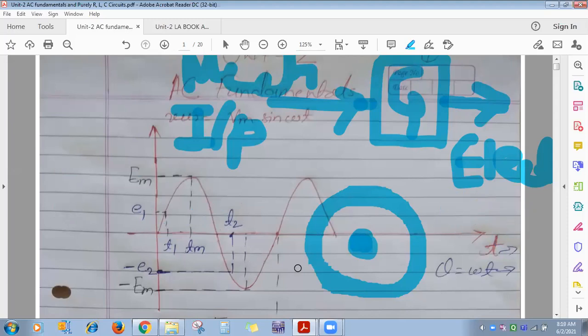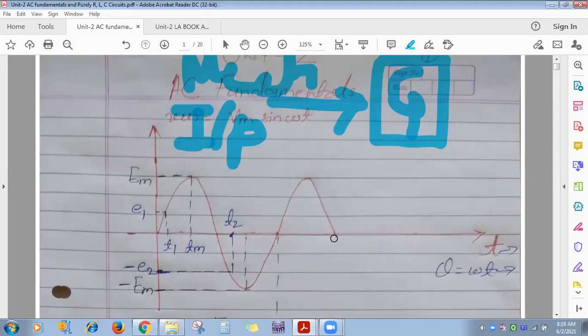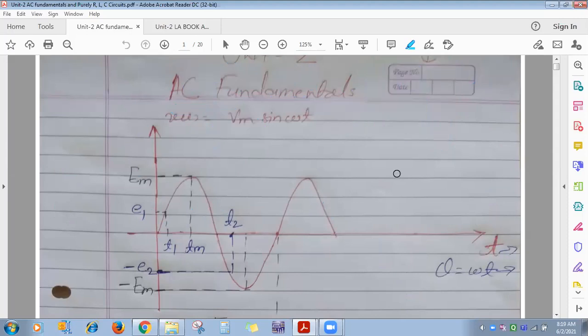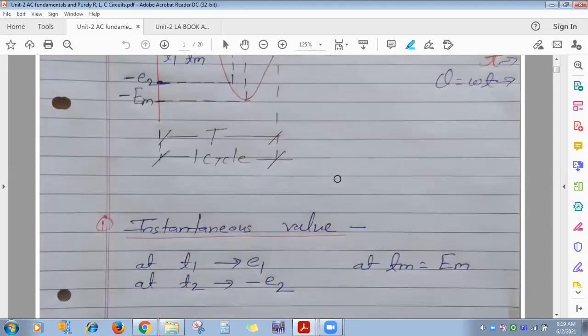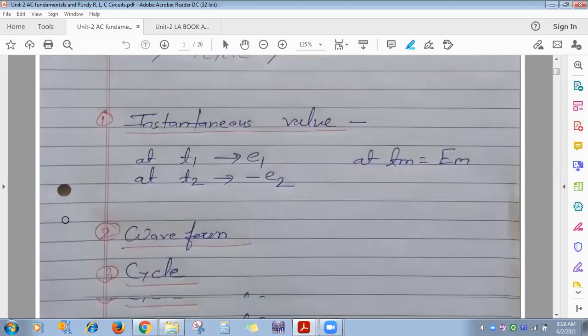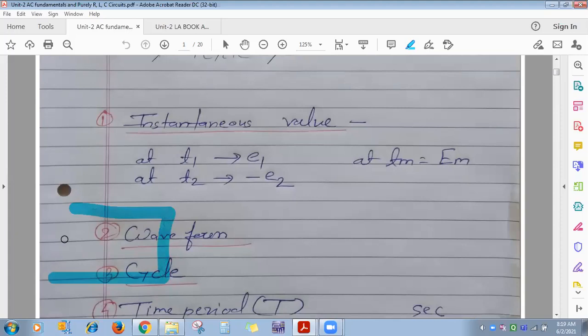This AC fundamentals we'll see first. So for the generator, consider this case. Here, see, this is the North Pole. This is the South Pole. Magnetic lines of flux, all of you have studied in 12th. Magnetic flux, magnetic lines of force.